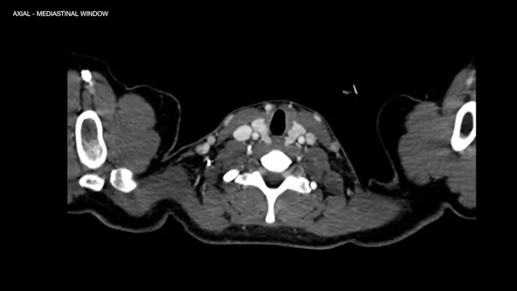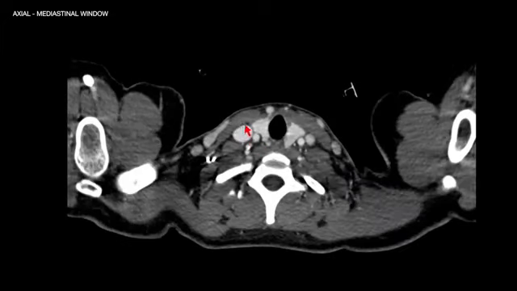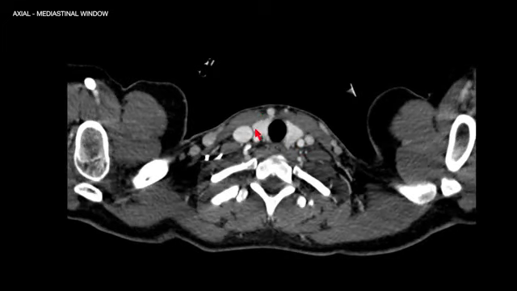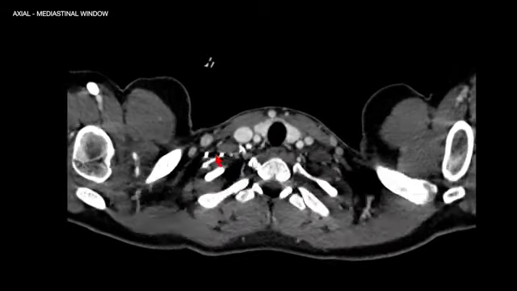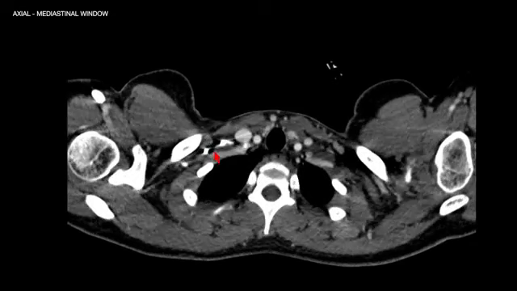Now, let's start by reviewing the anatomy of the chest on the CT images displayed using mediastinal window on the axial plane. Starting at the level of the thoracic inlet, we have the neck vessels, internal jugular veins, common carotid arteries. You have the thyroid gland around the trachea, the neck muscles.